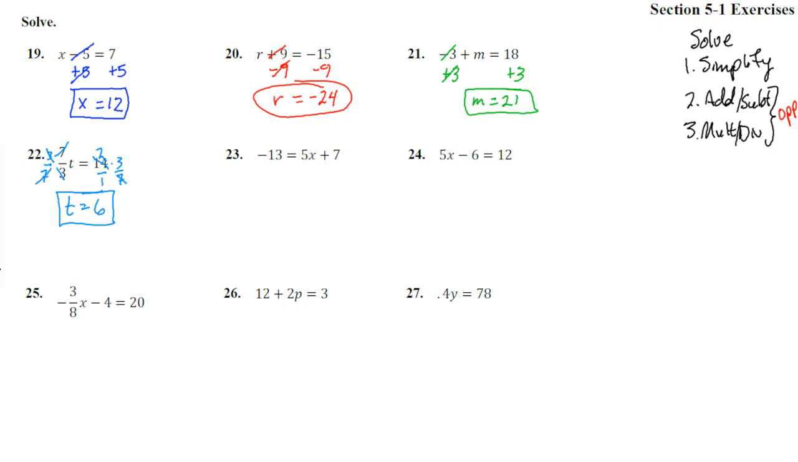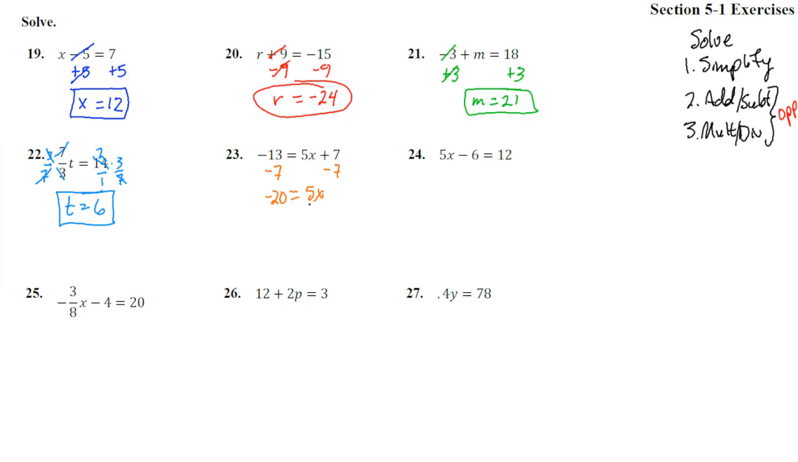Excellent. Next one. Negative 13 equals 5x plus 7. Oh, the x is over on the right-hand side, and we have to get rid of both the 5 and the 7. Now, notice we go in this order. We get rid of the positive first. So that is 5x equals negative 13 minus 7 is a negative 20. Again, negatives add in that negative direction.